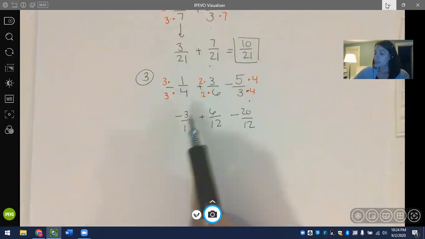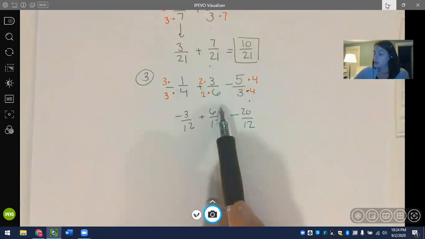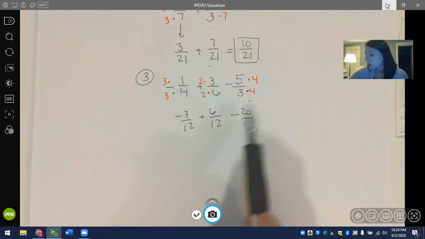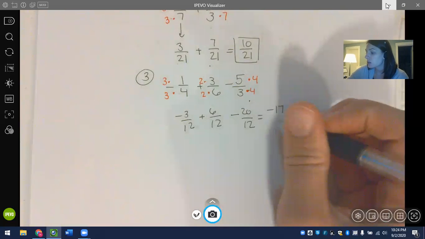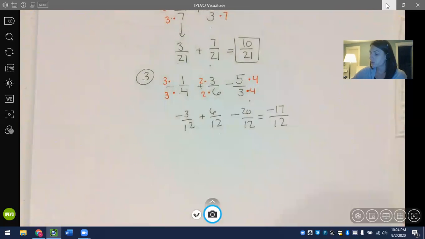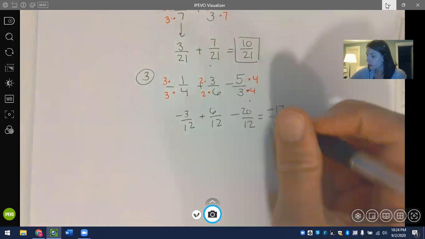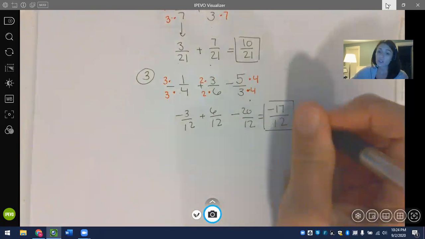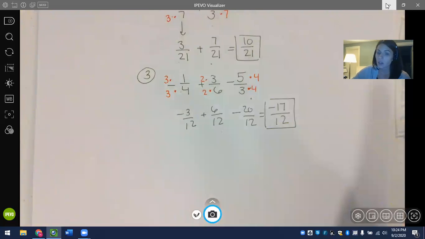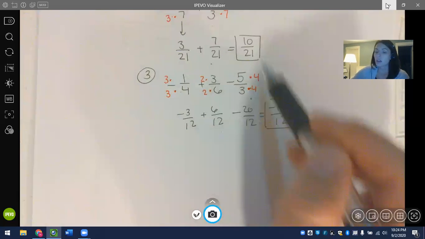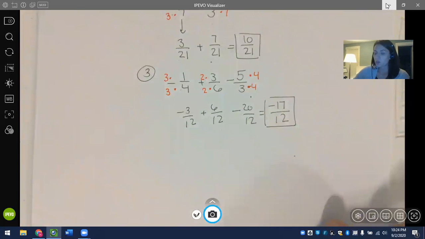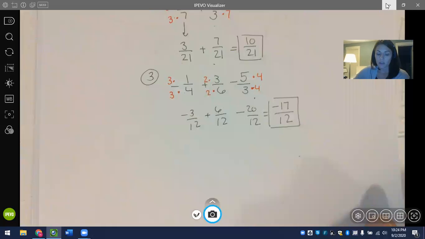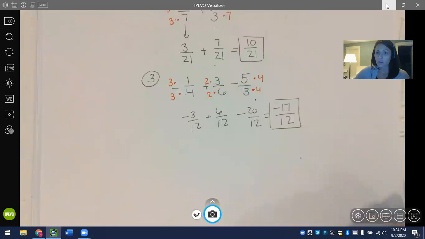Negative 3 plus 6 gives me 3/12. Subtract 20 more is going to bring me to negative 17/12. If I could have reduced any of those, by the way, I would have. I just can't reduce any of those final answers that I have so far. Okay, so now I'm going to let you try a couple addition, subtraction of fraction problems in this video, and then it'll move on to multiplication and division.